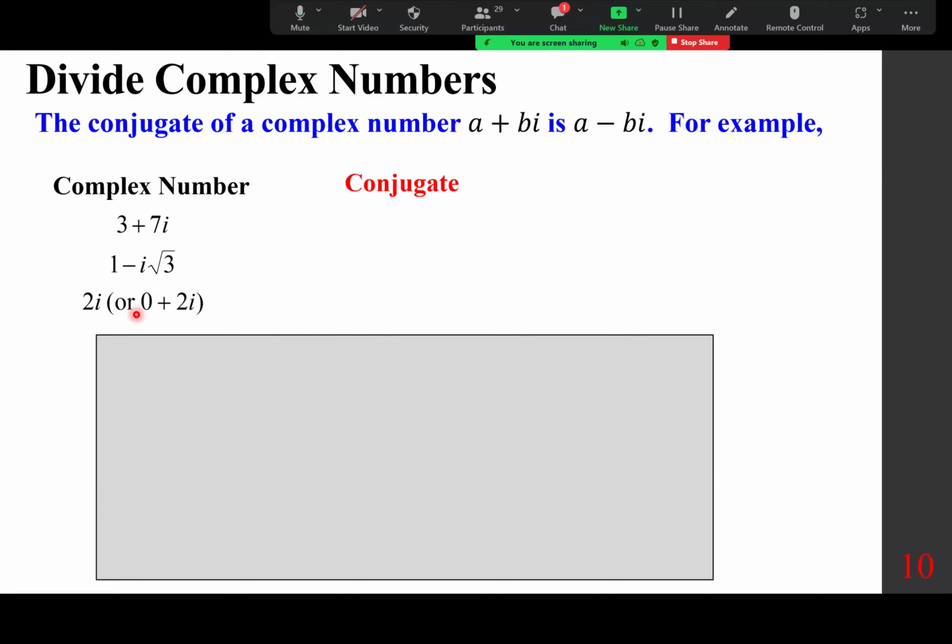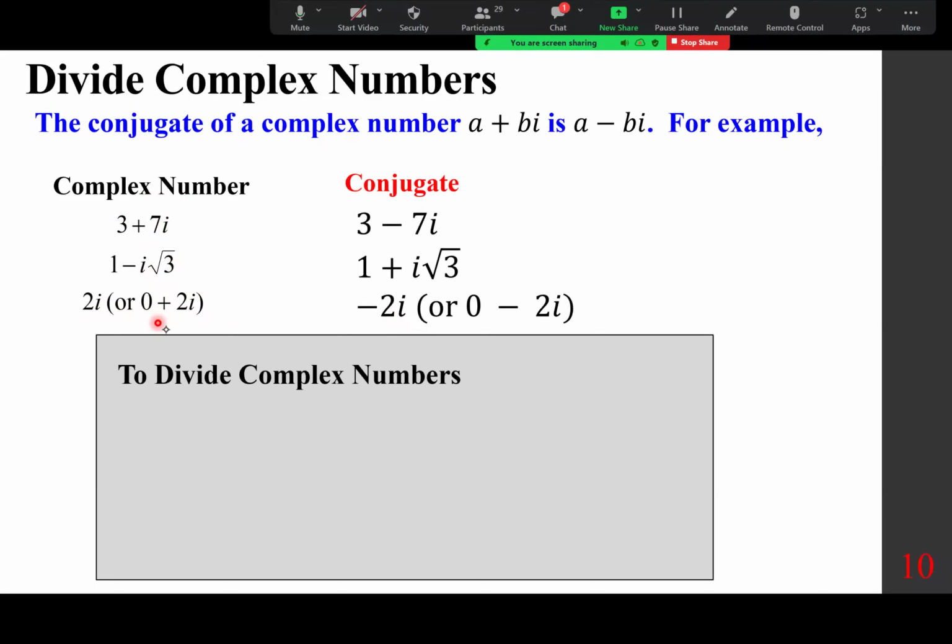2i, recognize it as 0 plus 2i, so it becomes 0 minus 2i, or simply negative 2i. Again, if 2i doesn't give you enough information, change it to 0 plus 2i so you see that. So negating the imaginary part, whatever this imaginary part is, negate that, write the opposite of that.